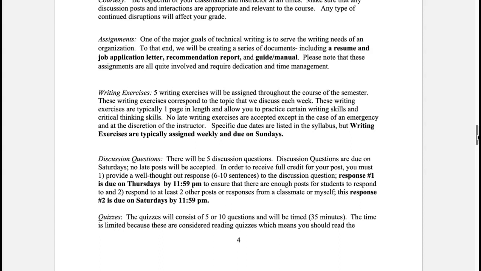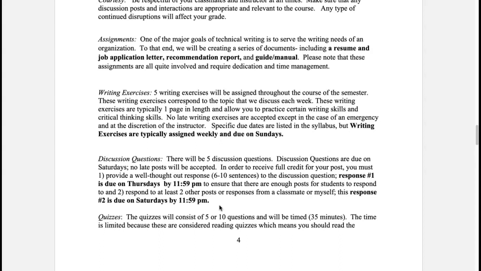11:59 p.m. Now, obviously, for this first week, the due dates are going to be a little bit different because, for example, for this week, our writing exercise is due on Tuesday as opposed to Sunday because we are starting on Wednesday. Also, the discussion question for this week, I'm not going to take off points if you don't reply by Thursday or anything like that. However, you do want to make sure that even though it's our first discussion question, you reply twice. One to the original post and then once to a classmate.